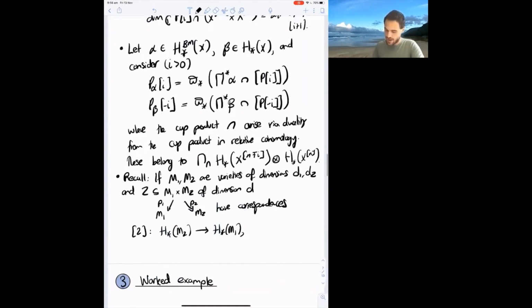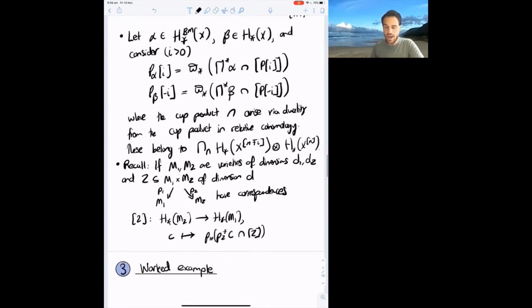What you do is you take a class C inside of the homology of M2. You pull it back. So you look at P2 star of C. Then you cap. So at this point, once you look at P2 star of C, you're up inside of M1 times M2. And then you cap with the class of Z. And then you push forward back to M1. This is the way that these correspondences arise.